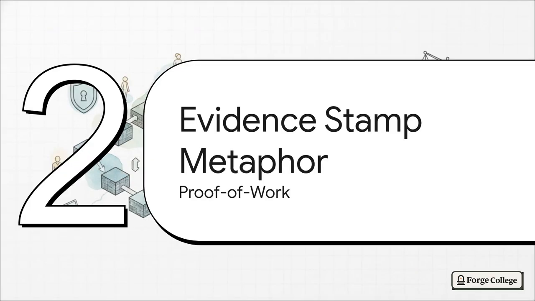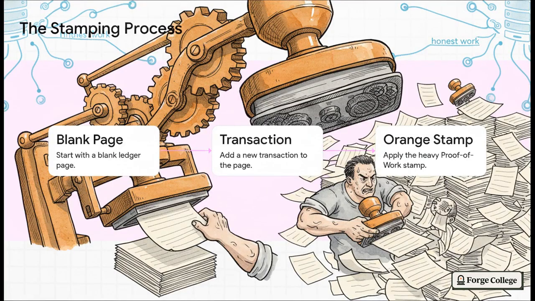Which brings us to Section 2, the evidence stamp metaphor. So how do you stop all those fake identities without asking everyone for a passport? Well, Nakamoto introduced a brilliantly heavy-duty physical constraint. You can think of proof of work like an impossibly heavy, expensive rubber stamp. If an attacker wants to fake a transaction, they'd have to sweat profusely, physically restamping thousands of pages, all while the honest network effortlessly outpaces them.